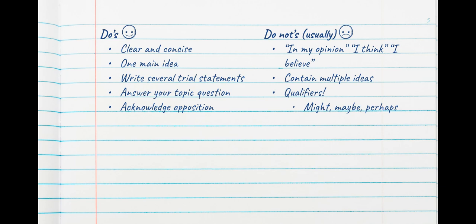For our do nots, I have: in my opinion, I think, and I believe. Your thesis statement is already telling me what you think. You do not need to include these I statements. Your thesis should not contain multiple ideas, meaning don't argue more than one point. It's far more effective to target one idea and explore it fully. And last but not least, qualifiers. Qualifiers will make you look unsure of your own opinion.